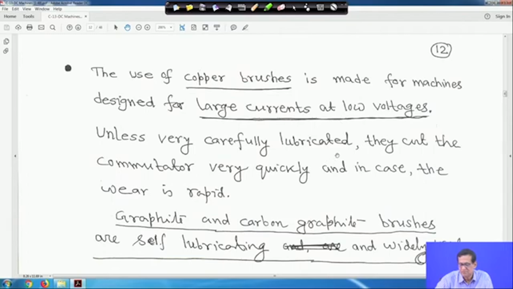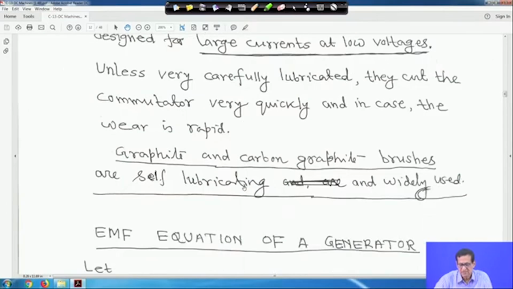So, copper brushes are used for machines designed for large currents at low voltages, right. Unless very carefully lubricated, they cut the commutator very quickly and the wear is rapid, right. Therefore, graphite and carbon graphite brushes are self lubricating and widely used. In your college lab also, if you see, those brushes are made of carbon graphite, right.